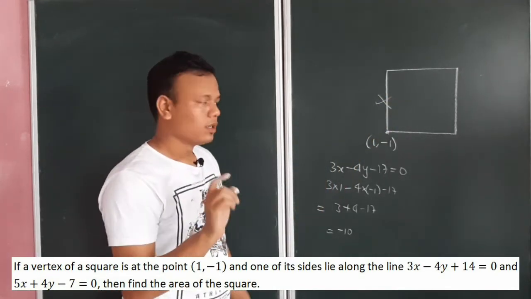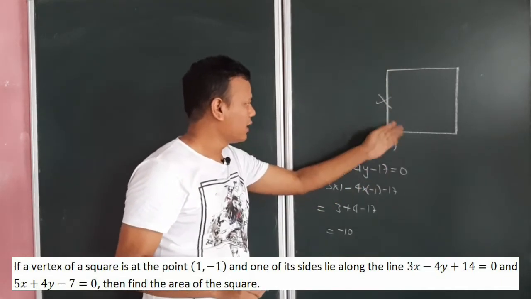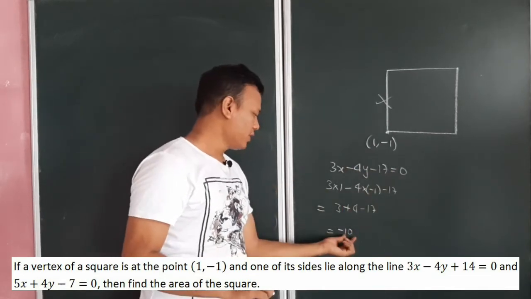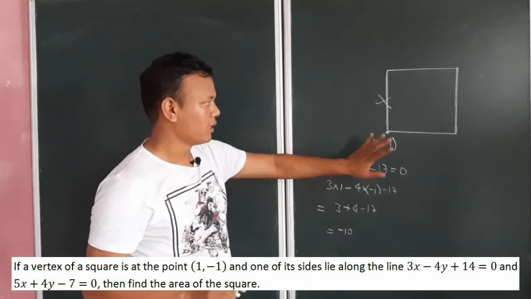Hope this thing is clear, because in this line this point is lying. So if this point lies on this line, then this point must satisfy this equation, but it is not being satisfied because I am getting minus 10 out here. Okay, so that's why this is not that particular line.